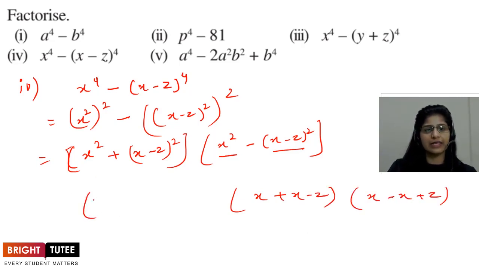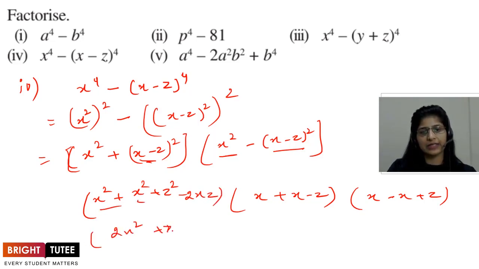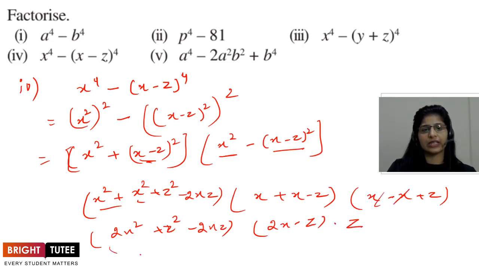Like this we will get, and on this side x square plus, open this, x square plus z square minus 2xz. So x square plus x square will become 2x square plus z square minus 2xz into x, and x is 2x minus z, and x and x got cancelled into z. So these are the three factors that we have.